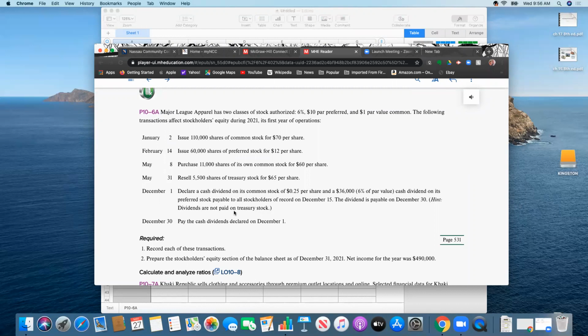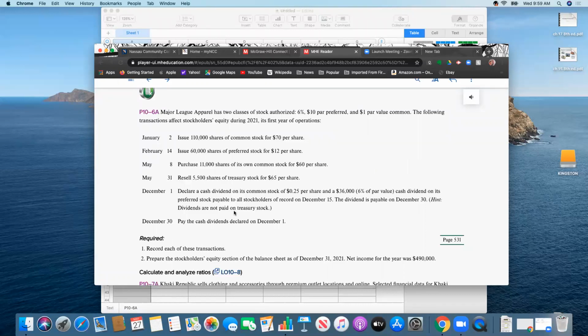So they have a company, they have 2 stocks, preferred and common. The following transactions affect stockholders' equity during 2021, its first year of operations. Now, that's significant because if this was not the first year of operations, there would be numbers in the accounts from the prior period. So we can assume that this was a brand new company. All the account balances were 0 to begin. Right? That makes the problem a little bit easier.